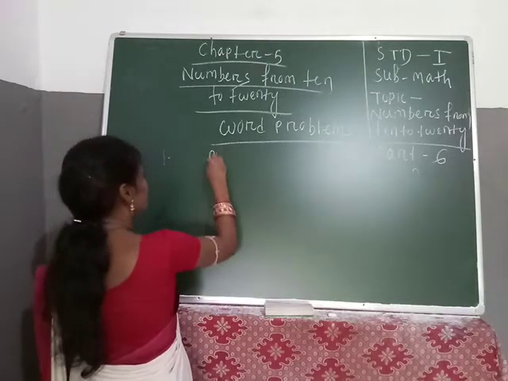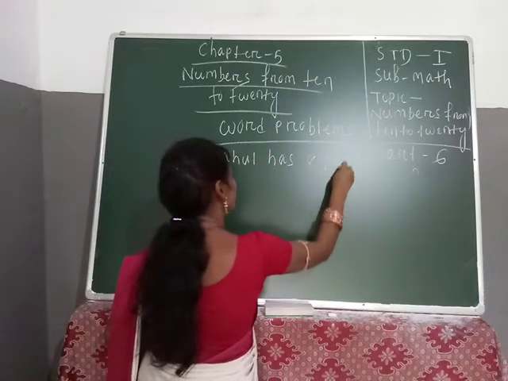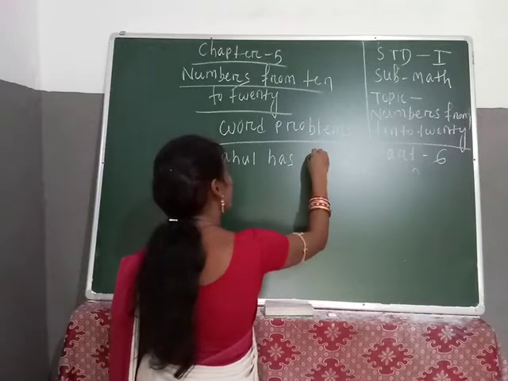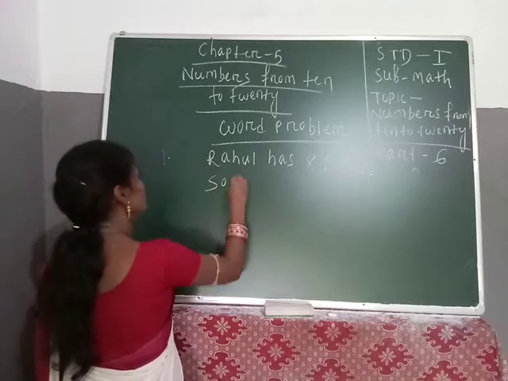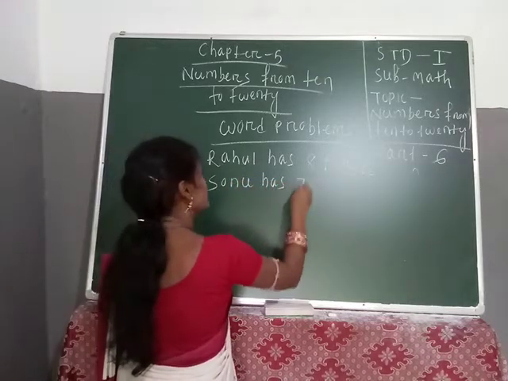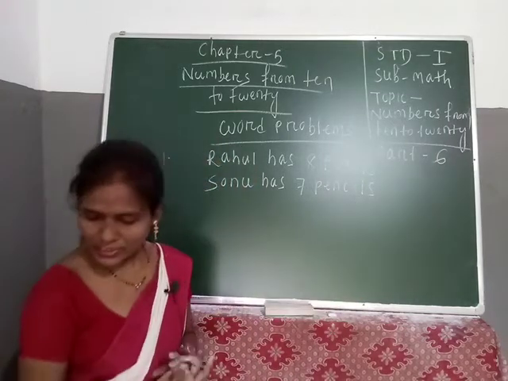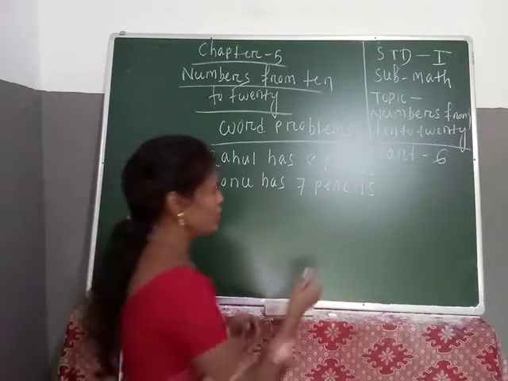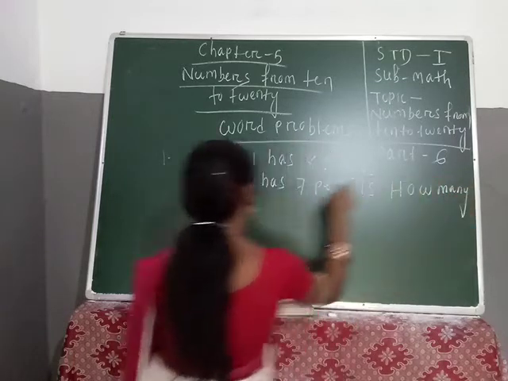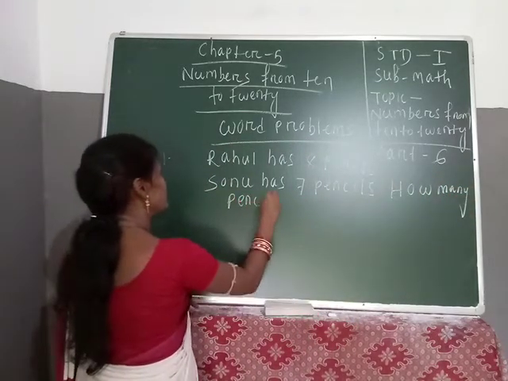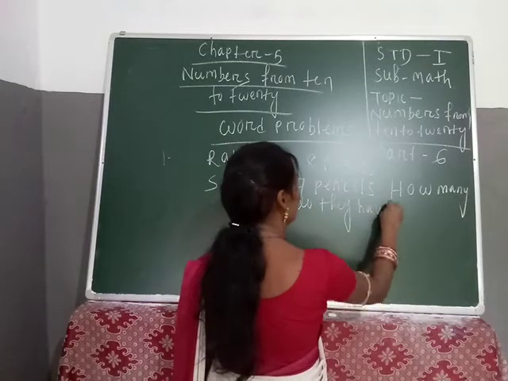Rahul has 8 pencils. Then Sonu has 7 pencils. Okay. So now next is given, how many pencils do they have all together?